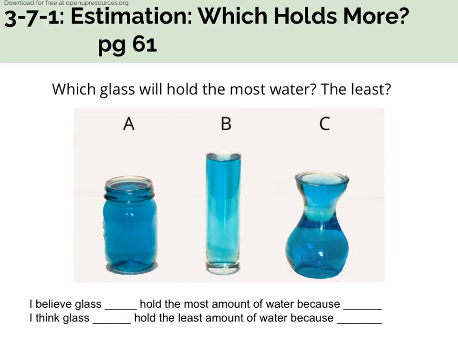Let's go ahead and turn to page 61, and we have these 3 cylinders filled with blue water. Which glass will hold the most water, and which one will hold the least? Go ahead and write these sentences on page 61. I believe blank holds the most water because blank. And also write the sentence, I think blank holds the least amount of water because blank. Fill in the blanks with what you have decided. Go ahead and do that and pause at this moment.